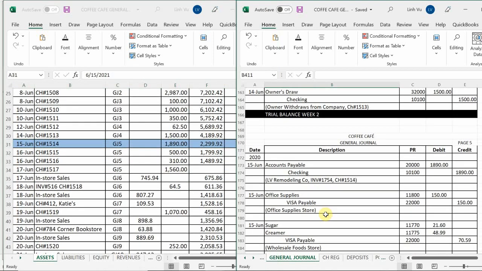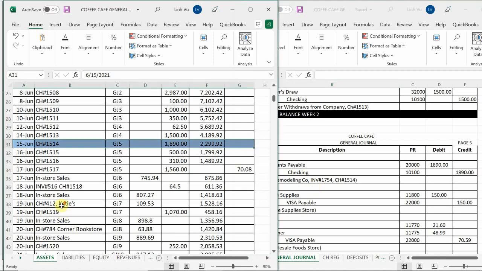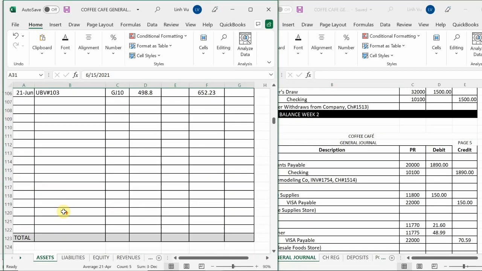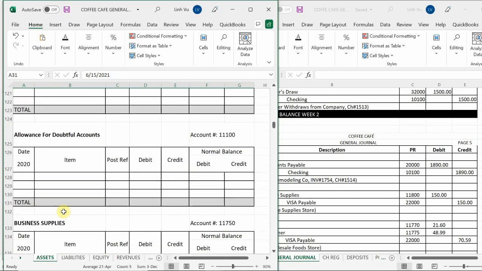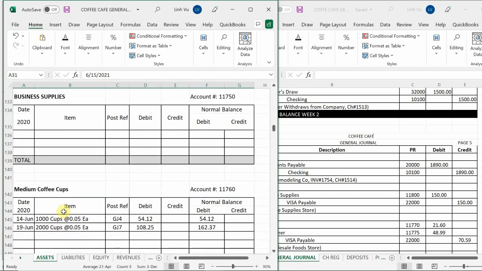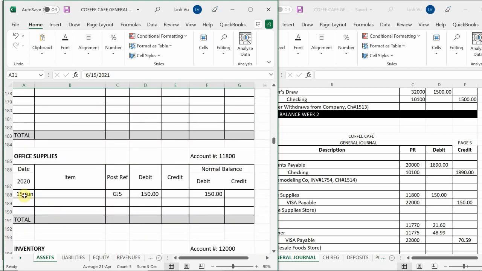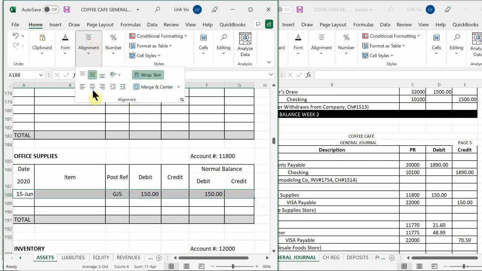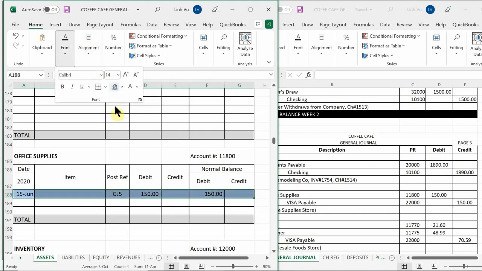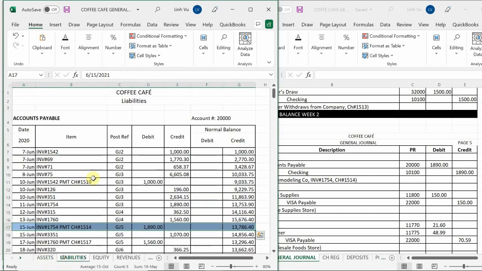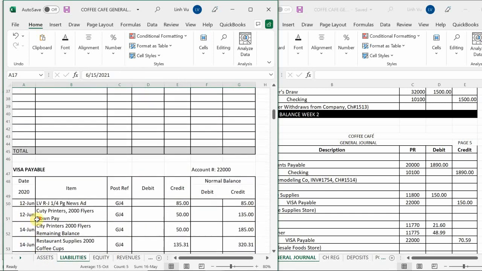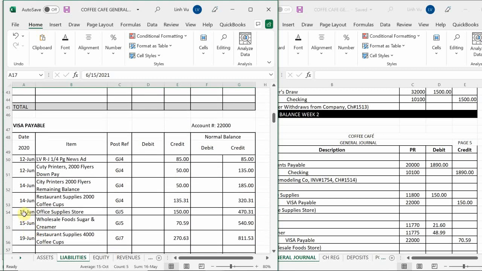Then we bought office supplies with a Visa payable. So office supplies. Right, that was a debit for 150, so that's correct. Okay, with the Visa payable, right here for the 15 office supplies, which was a credit. Okay, so that's good.